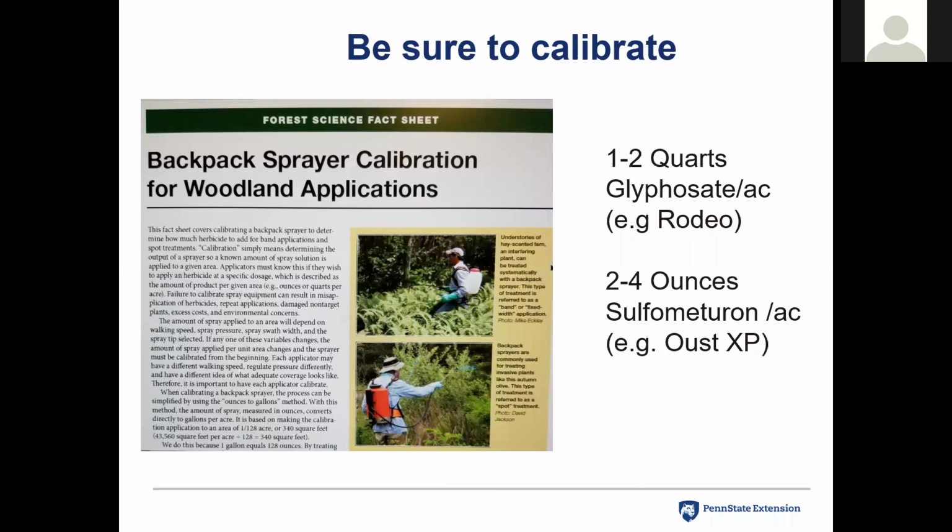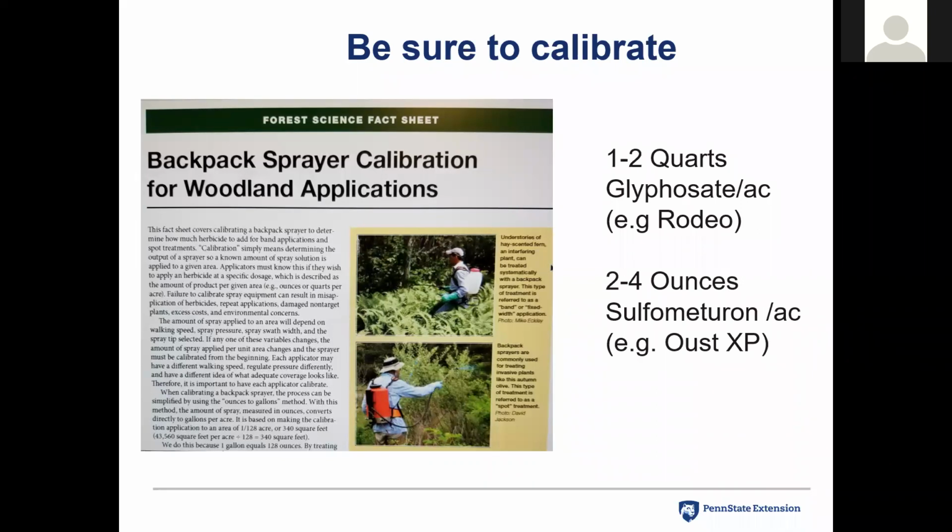So be sure to calibrate. It's really important that you understand these rates that I'm giving you are not just put so much in a gallon of water and go out and spray. These are calibrated rates. So if you're going to take your backpack sprayer or you're going to buy a mist blower and go out and treat, it's important that you're treating at that 1 to 2 quarts per acre using glyphosate or that 2 to 4 ounces with the sulfometuron. So understand how to calibrate.